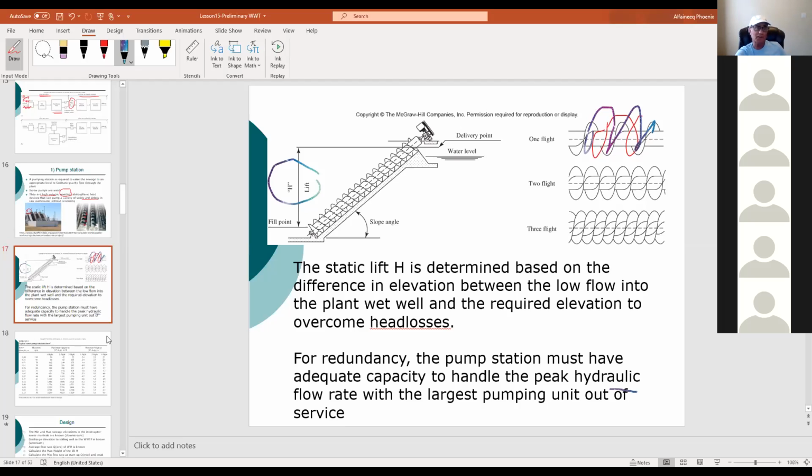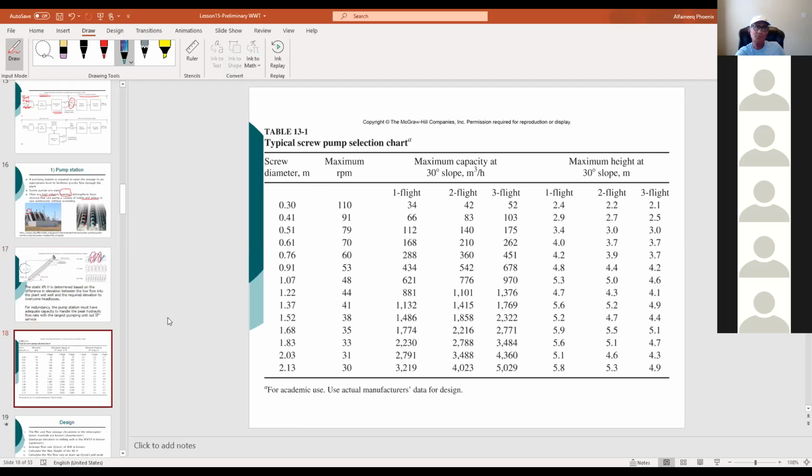So the task here is, from this catalog, to figure out one of them, based on the capacity, that's Q, and based on the head, that's it. You choose one. Then you need to figure out how many of them, the number. How many you need? Well, this is also going to depend on Q.